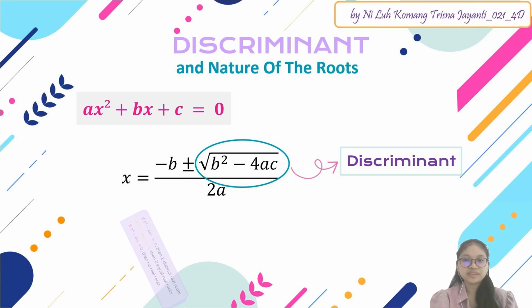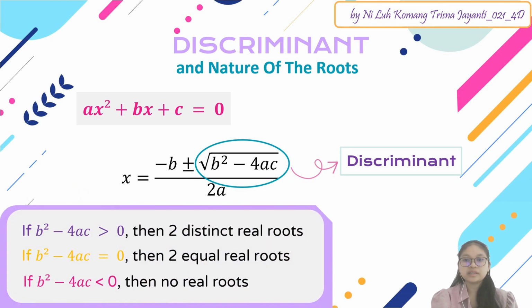If the discriminant is greater than 0, then the quadratic equation has two distinct real roots. This means that the graph intersects the x-axis at two different points. If the discriminant is equal to 0, then the quadratic equation has two equal real roots. This means that the graph touches the x-axis at a single point. If the discriminant is less than 0, then the quadratic equation has no real roots. This means that the graph does not intersect or touch the x-axis. The roots of the equation will be complex or imaginary numbers.